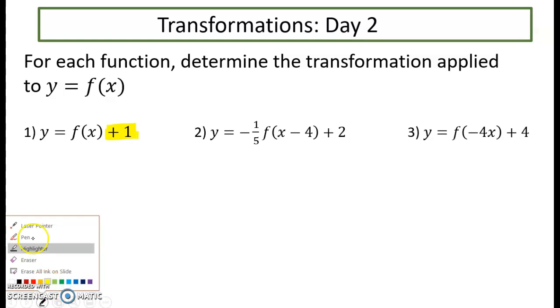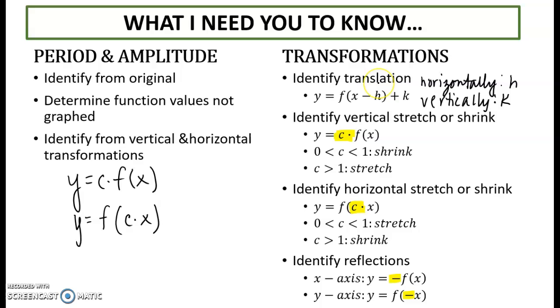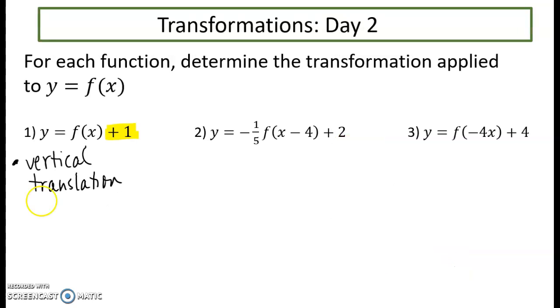So when I look at this, there's only one thing being added to my original function. So if I'm adding on the outside, it's a vertical translation. I want to see what it is. Is it a translation, a vertical dilation, a horizontal dilation, or a reflection? And then how do we move? We're moving up 1 unit. So whatever my parent function looks like, whatever's graphed, I'm taking it and translating it up 1. I'm sliding it up 1.